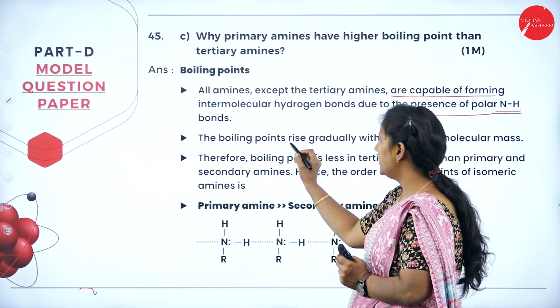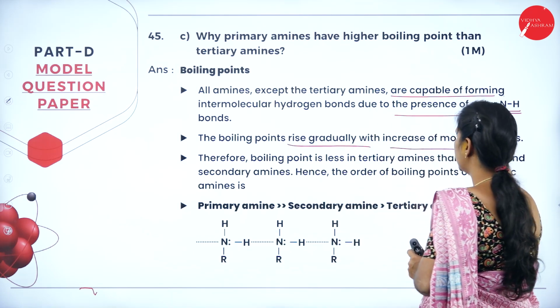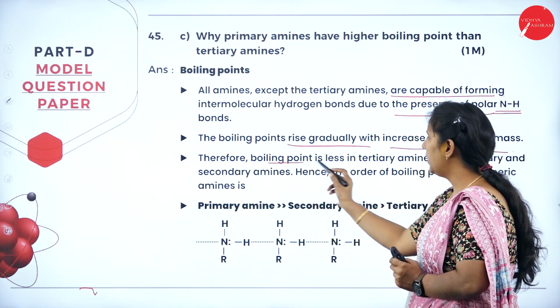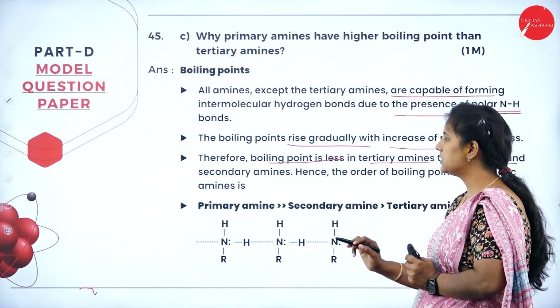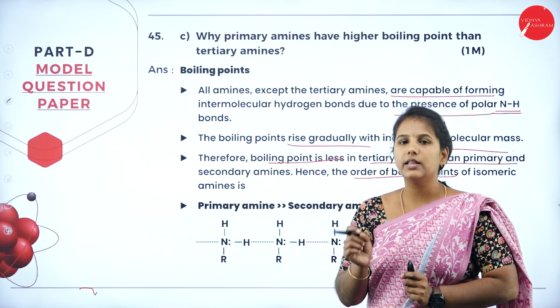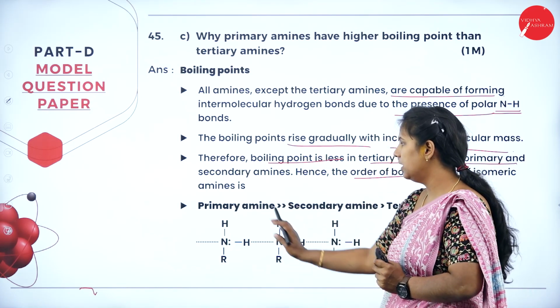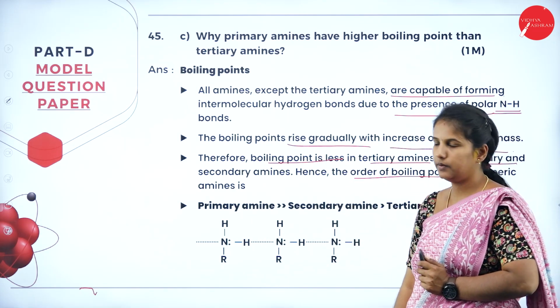That is why the boiling point is raised gradually with the increase in molecular mass. Therefore, we can say that the boiling point is less for the tertiary amine than the secondary amine than the primary amine. This is due to the intermolecular hydrogen bonding, that is, due to the polar NH bond, and the order I have also written: primary is first, then secondary, then tertiary.